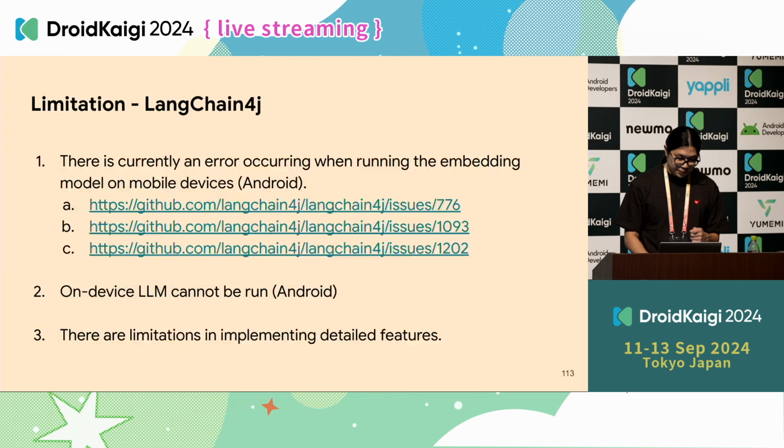The limitations I experienced while using LangChain4j are as follows. First, when I tried to run the embedding model on an Android device for on-device embedding, I encountered an error related to the ONNX runtime library. Secondly, the on-device LLM could not be executed. And finally, there are limitations to detailed custom implementation.